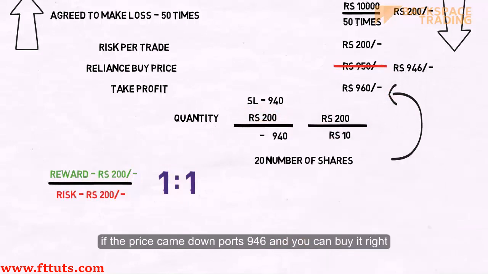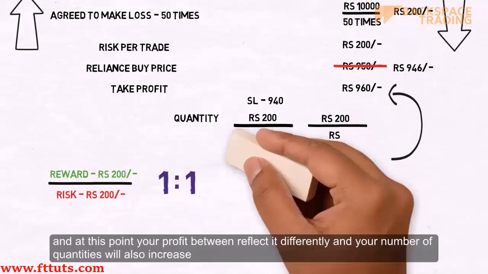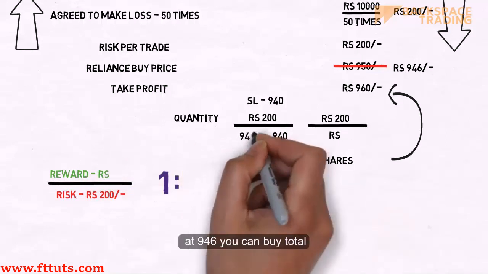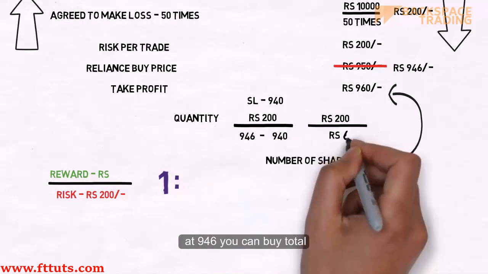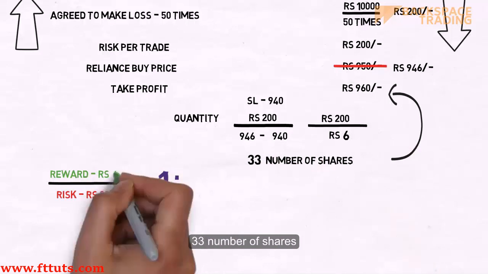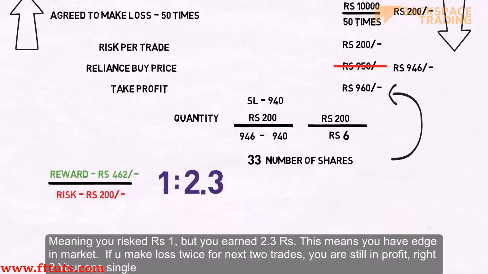the price came down towards 946, you can buy it, right? And at this point your profit will reflect in a different way and your number of quantities will also increase. Okay, at 946 you can buy a total of 33 shares. That means you get a profit of 462 and the risk reward ratio is 1:2.3, meaning you risked rupees 1 and you earned 2.3 rupees.